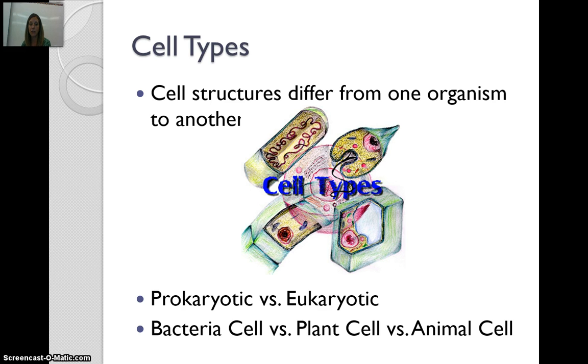Okay, there are different structures for the different cell types. A bacteria cell is going to be different from a plant cell, is going to be different from an animal cell. So we're going to talk about some of those defining features of each type of cell, and then we'll get into the details of each cell structure in just a second.